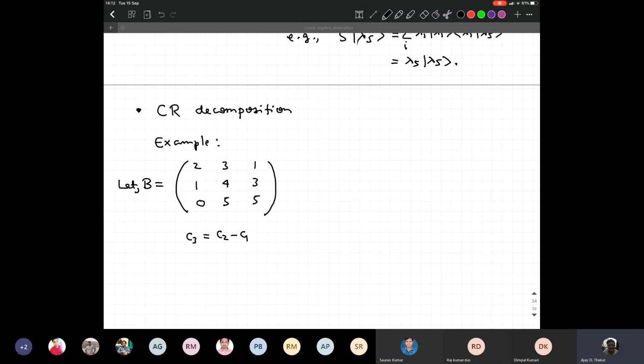So the basis set, in that sense, is only 2 column vectors. Fine. For such a situation, because column 3 is a kind of linear combination of columns 1 and 2, we will write this as a product of the linearly independent columns: 2, 3, 1, 4 and 0, 5, right?